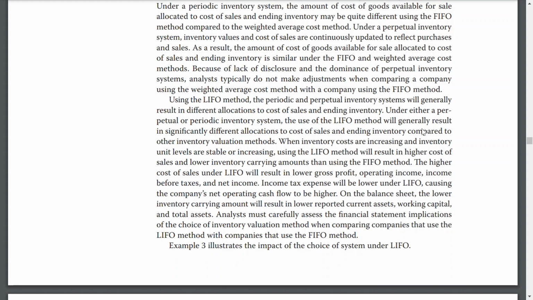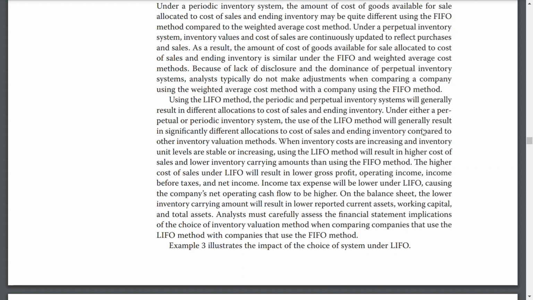Using the LIFO method, the periodic and perpetual inventory systems will generally result in different allocations of cost of sales and ending inventories. Under either a perpetual or periodic inventory system, the use of the LIFO method will generally result in significantly different allocations of cost of sales and ending inventory compared to other inventory valuation methods. When inventory costs are increasing and inventory unit levels are stable or increasing, using the LIFO method will result in higher cost of sales and lower inventory carrying amounts than the use of the FIFO method.